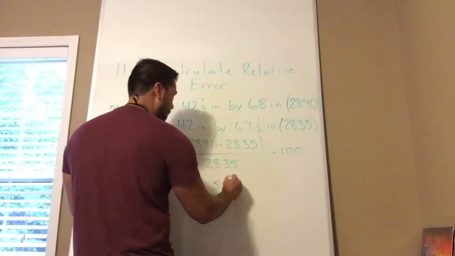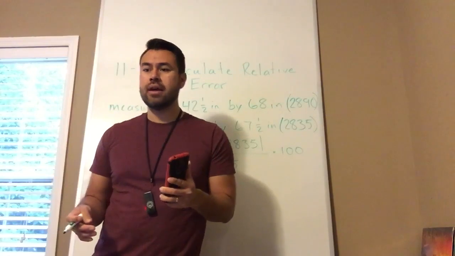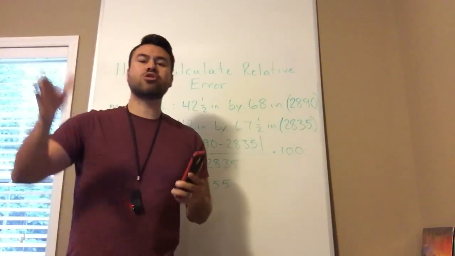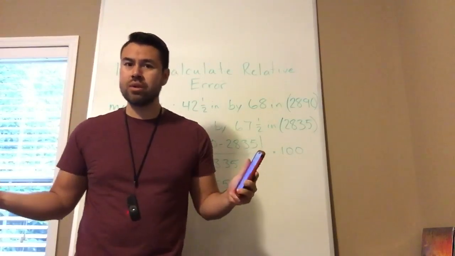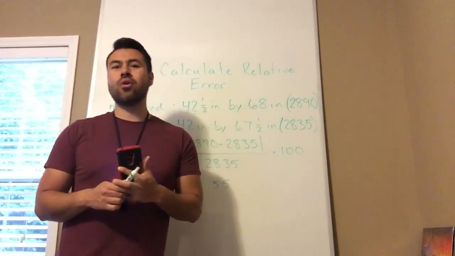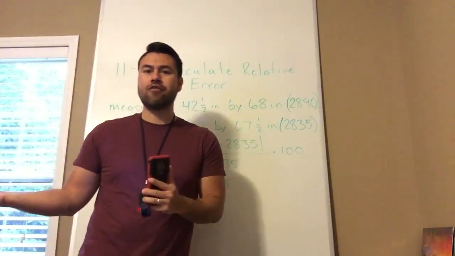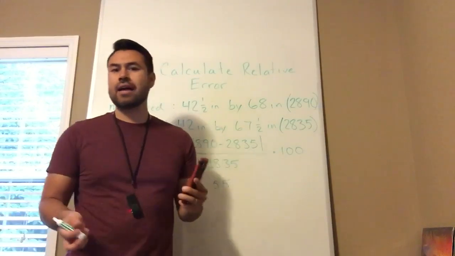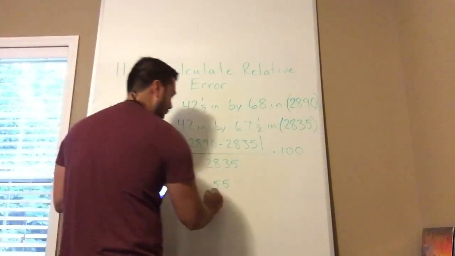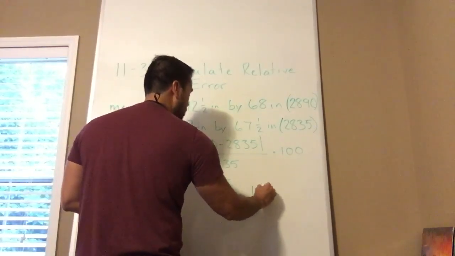And again, 55 sounds like a lot, but what are you talking about? Are you talking about you threw the football and you missed your target by 55 feet? That's really bad. But if you threw or launched a rocket and you were 55 feet off your target, that's not as bad as throwing a football to a person. Okay, so here we have 55 over 2835, and then we're going to multiply that by 100.